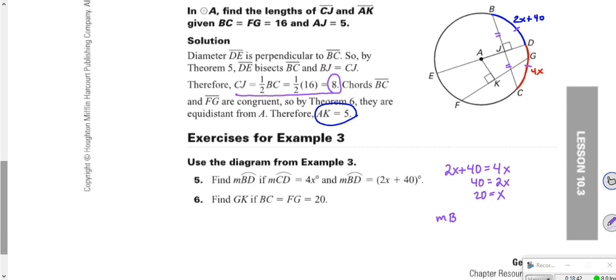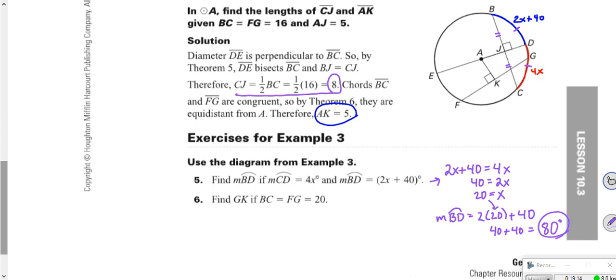Well, the measure of arc BD is 2x plus 40. Well, my x is 20. So 40 plus 40, 80 degrees. That would be my answer there for number 5. I hope you guys saw that. So again, if you have a diameter that's perpendicular to a chord, then it bisects the chord and its arc.